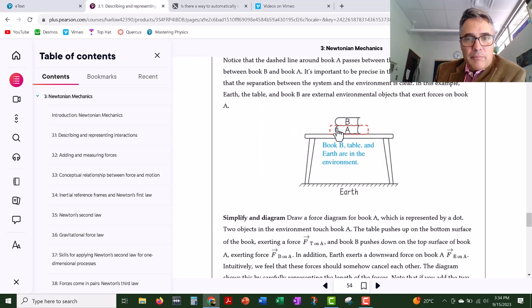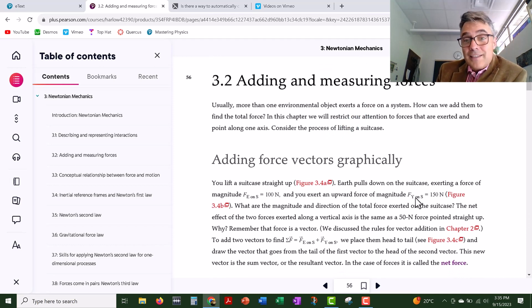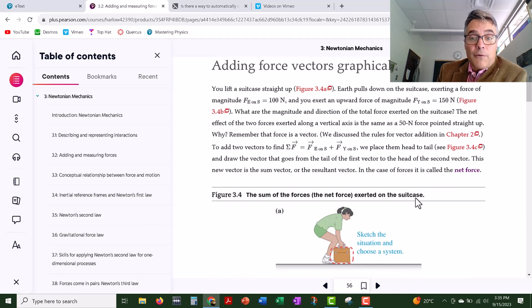Or maybe book A is the system, and so now you've got the table as being external, pushing up, and you've got book B, which is external, pushing down. Section 3.2 is all about adding vectors. In this case, the vectors are forces.